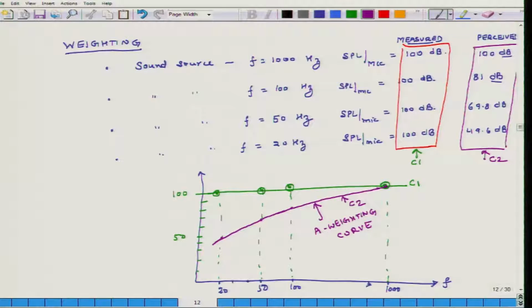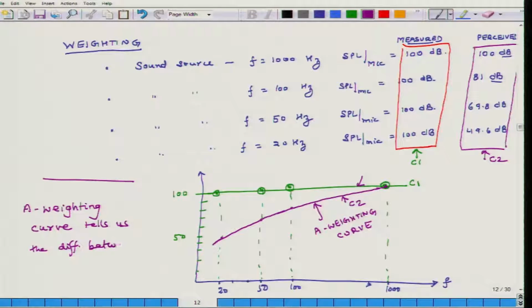What does this curve tell us? It tells us how different the perception of the human ear is compared to the perception of a standard microphone, which has constant sensitivity across the whole bandwidth. So, the A weighting curve tells us the difference between perceived sound pressure level and measured sound pressure level.